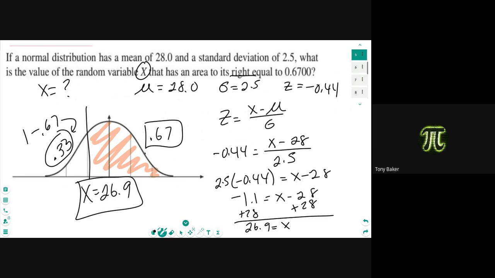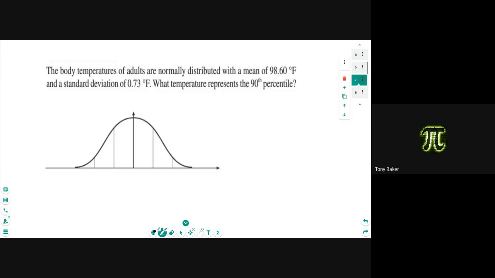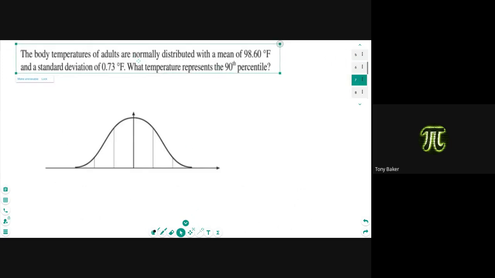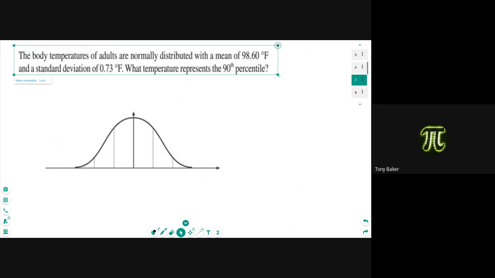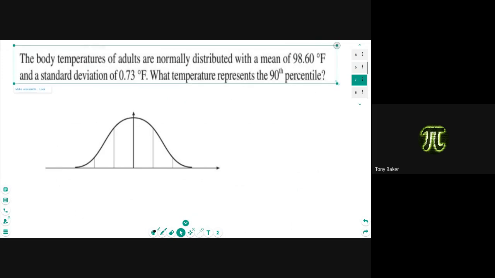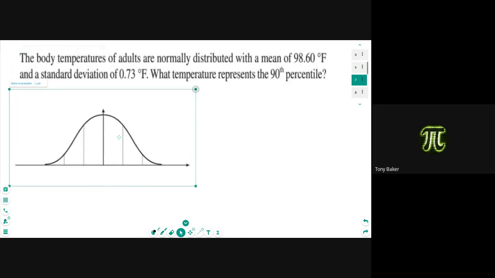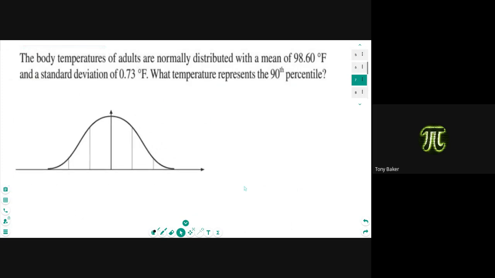Why would we care about this process? Think about one of the concepts we talked about before: when you go to the doctor's office and they tell you your baby's in the 95th percentile or 90th percentile, things like that. Well, you can use this process to find those numbers. So like this problem: your normal body temperature is 98.6. What temperature represents the 90th percentile?